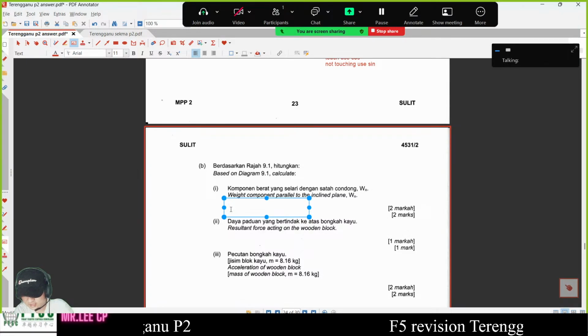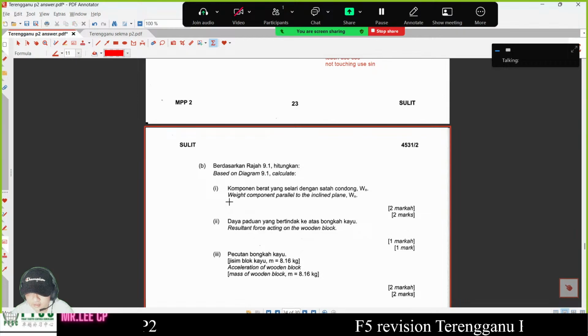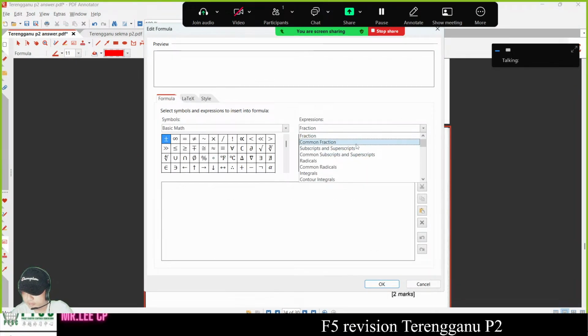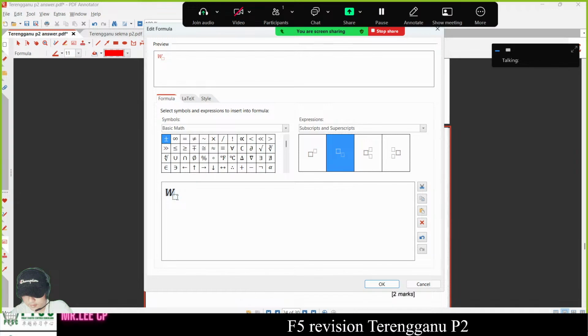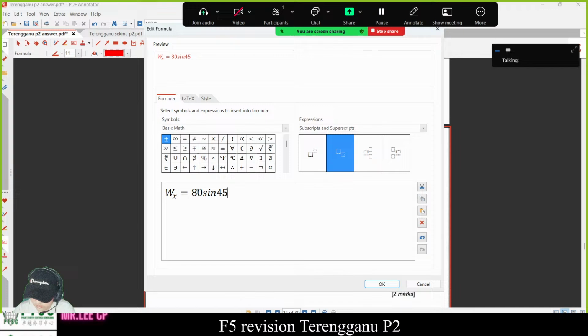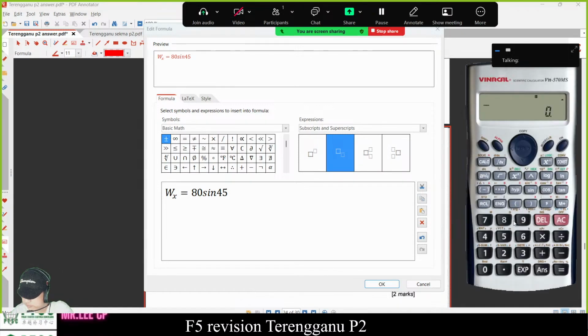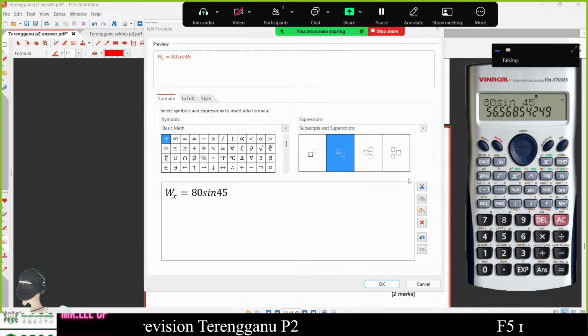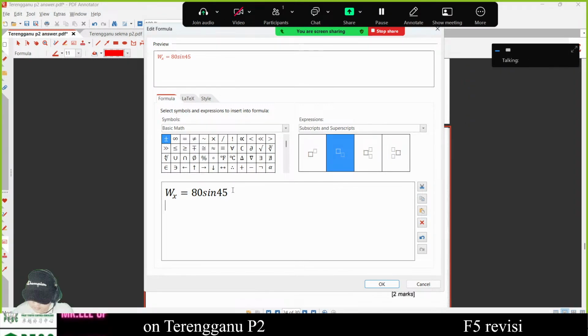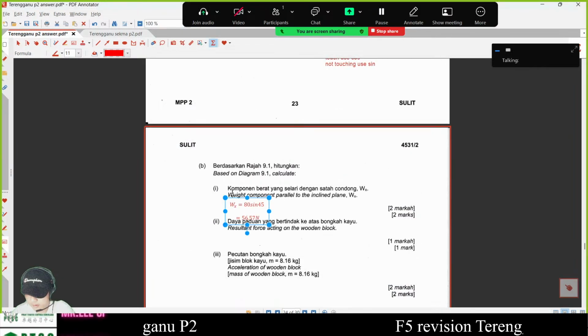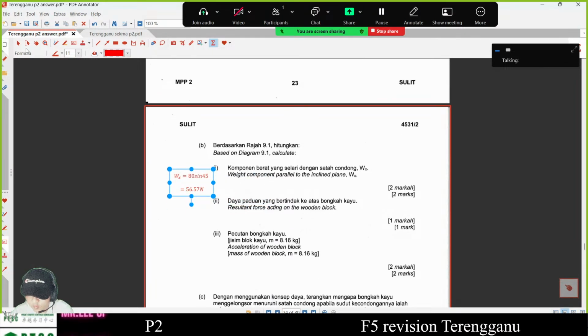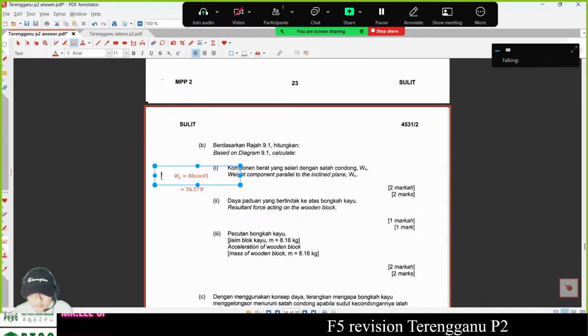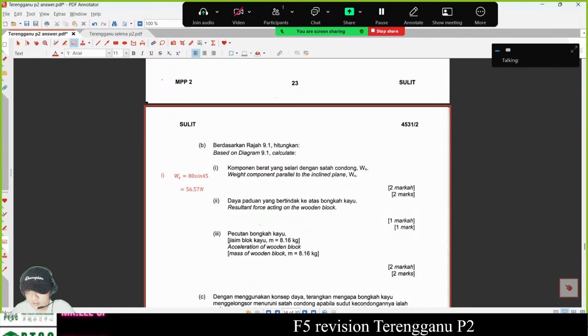So Wx is, I do it here. At the sine 45, W sine 45 will give you 56.57, unit Newton. Okay, number one. Alright, 2 marks. Very easy marks.